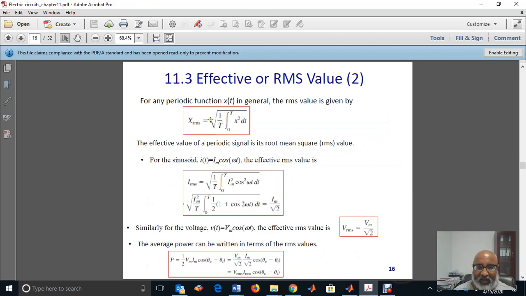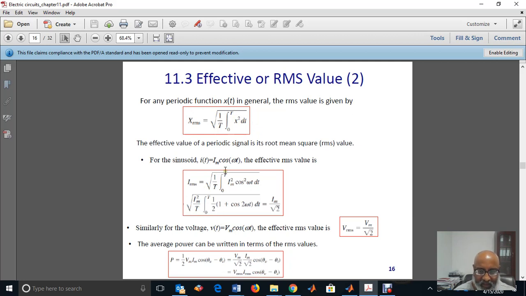So for any variable or for any periodic function, it can be voltage or current, the RMS value is defined by, if I have x of t, this is current or voltage, the square root of 1 over T integration from 0 to T x squared of t dt. The effective value of a periodic signal is the root mean square value. That's why it is called RMS: the square root of the mean of the square value. The mean of the square is the integral from 0 to T of x squared dt divided by T.